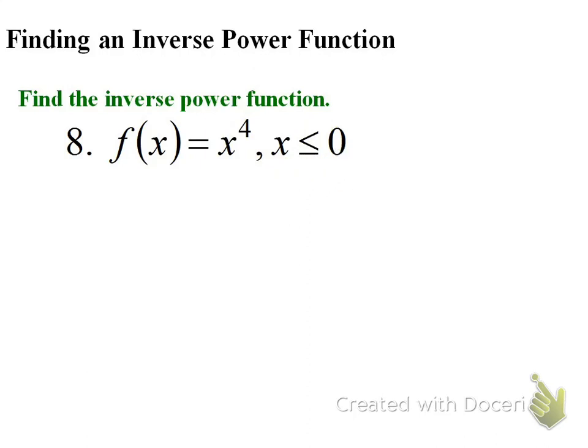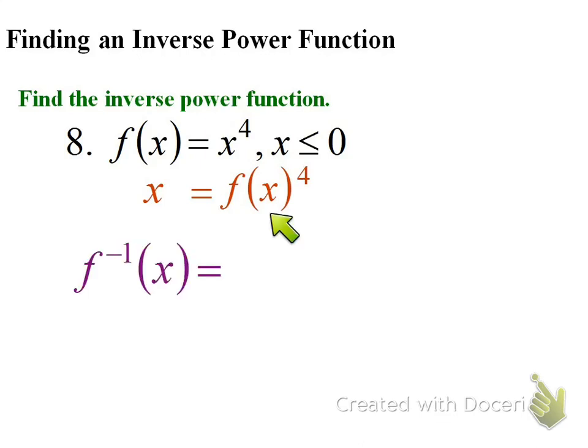All right, how do I want to start this? Yep. So I'm going to change my f of x to an x and my x to an f of x. What do you want to do with both sides? Yeah, you want to take the fourth root. Again, what happened here is we took the fourth root and then wrote it in the inverse notation. And then you'll just have the fourth root of x.